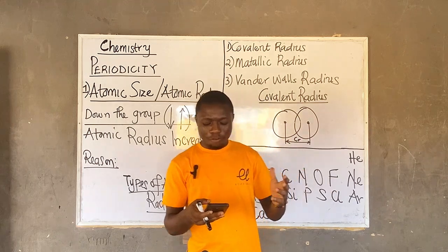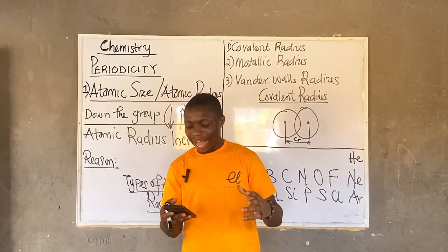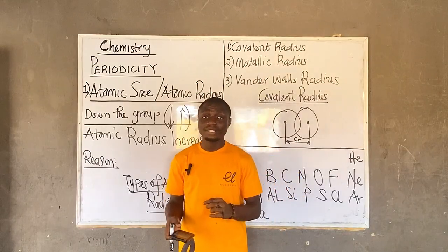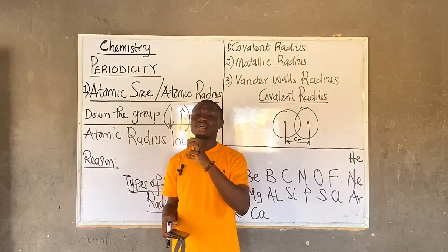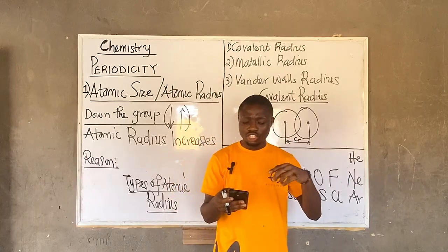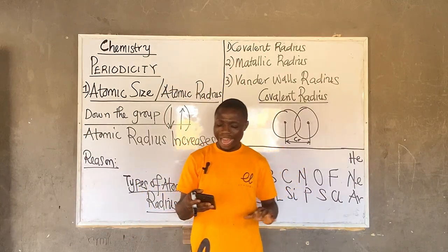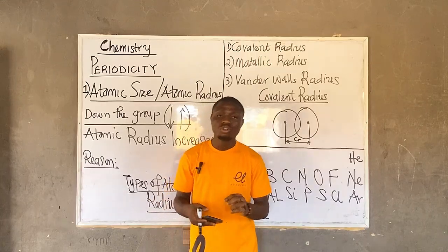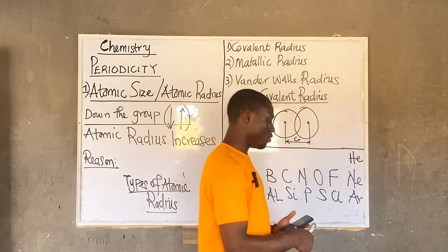It is used for a non-metal, and also it is used when atoms are chemically bonded, right? Those are the two criteria for you to use covalent radius. It is used for a non-metal. It's also used when atoms are chemically bonded together. So that's how you define covalent radius.